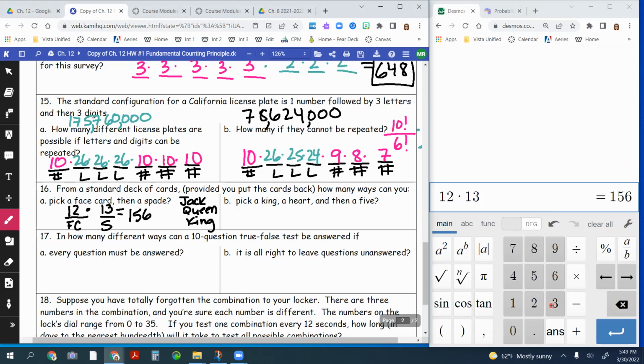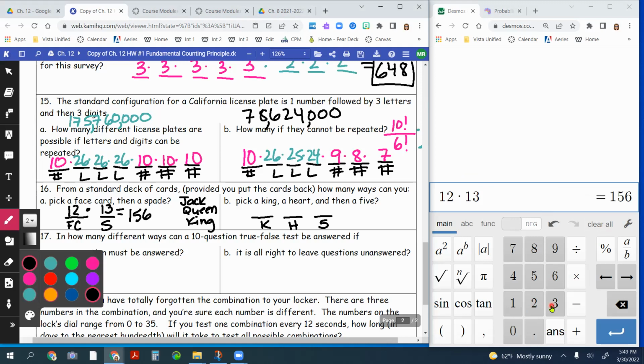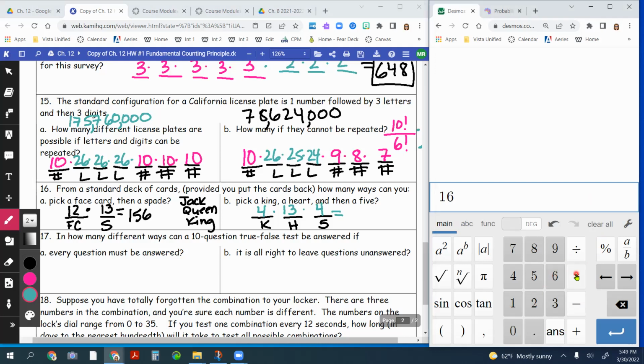Okay, so how many ways can you pick a king, a heart, and then a five? Okay, a king, a heart, and then a five, provided you put the cards back. Okay, so assuming we put the cards back, we're going to have four different ways to get a king, 13 ways to get a heart, and for a five, there's four ways to get a five. So we're going to have 16, four times four, times 13, and we get 208 as our answer.